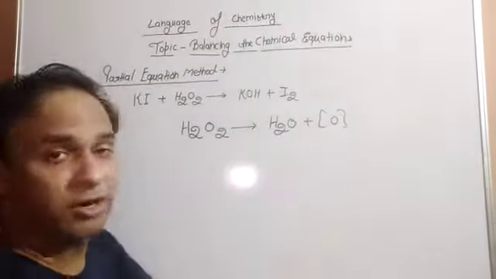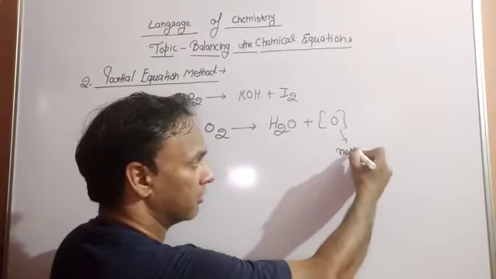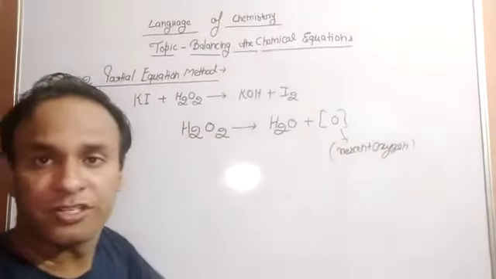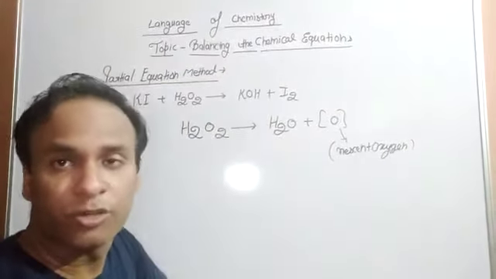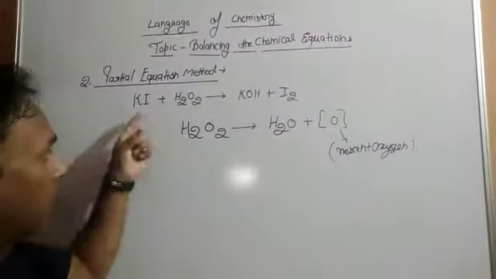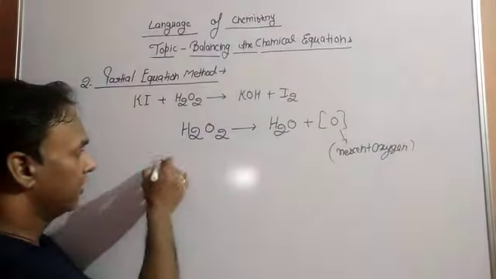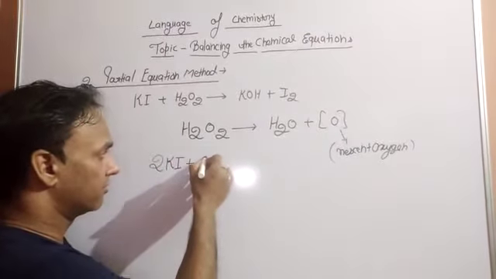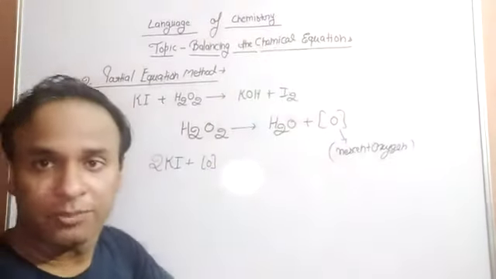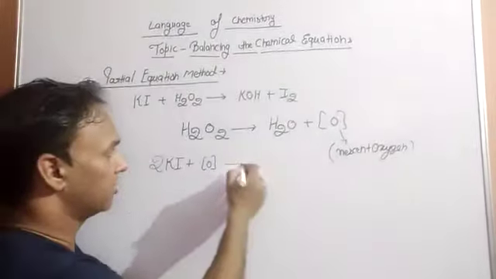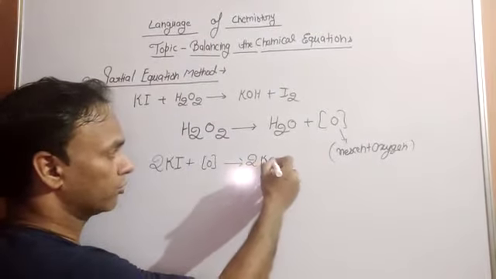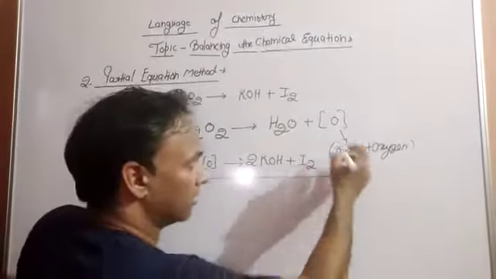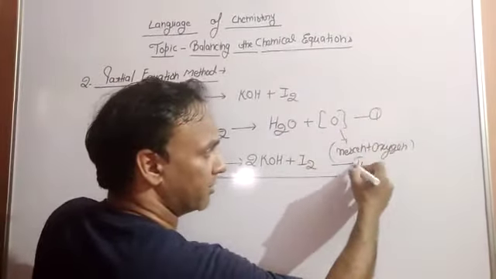Listen, this is called nascent oxygen, also known as reactive oxygen. And now potassium hydroxide reacts with this nascent oxygen. Potassium hydroxide reacts with this nascent oxygen to form 2 moles of potassium hydroxide and iodine. Now, this is equation number one and this is equation number two.